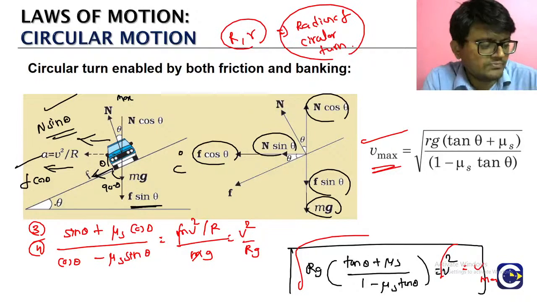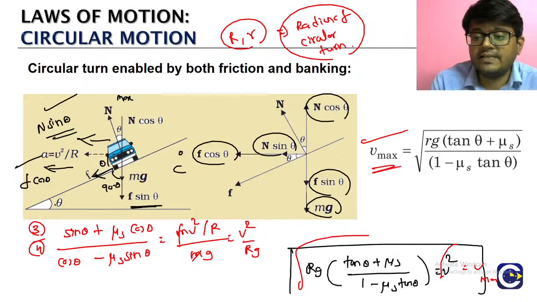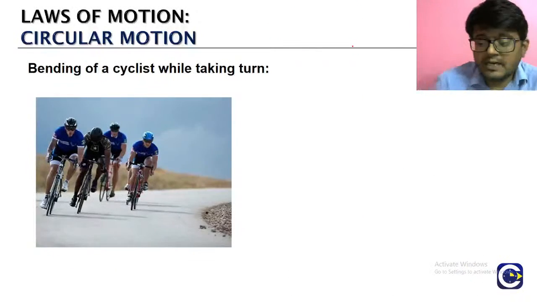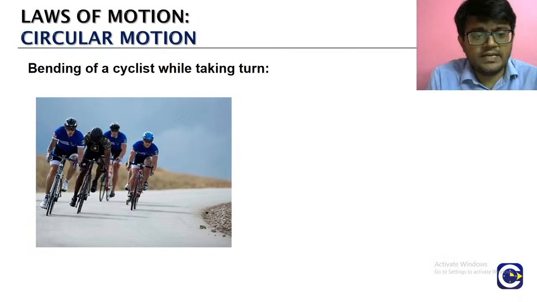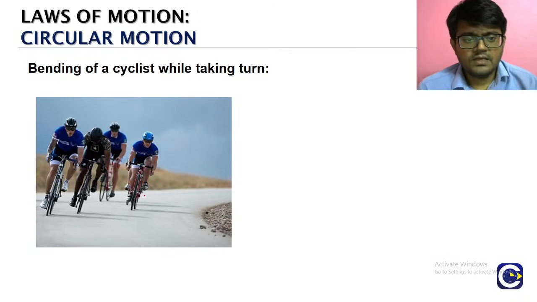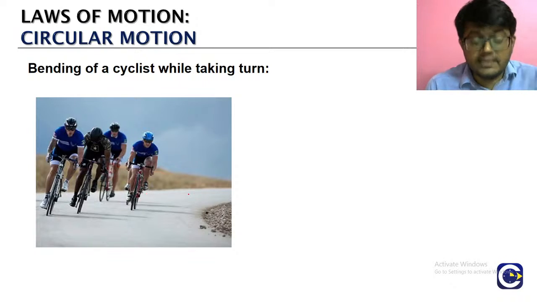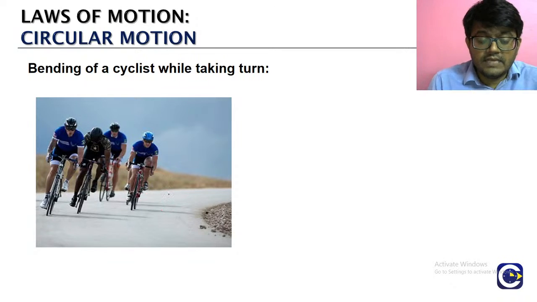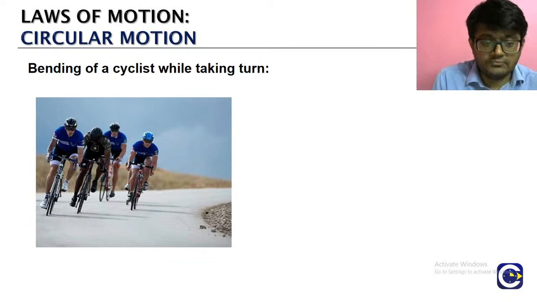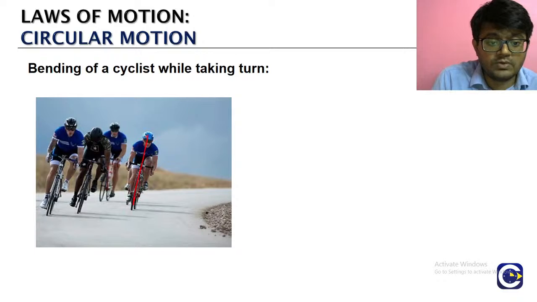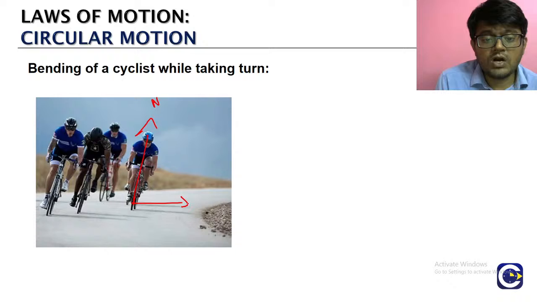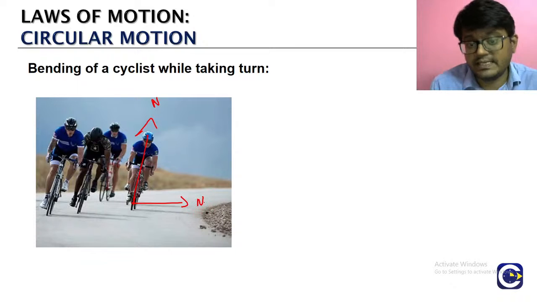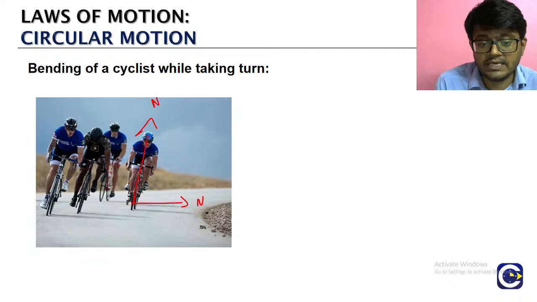Okay. So it's a very standard result that we need to remember. Then you would have seen, when cyclists are taking a turn, they will exactly try to use this. They will actually bend the cycle. So when they bend the cycle, what happens? Look at it. The normal reaction will be like this, right? So you will have a component of the normal reaction, like the way we discussed.